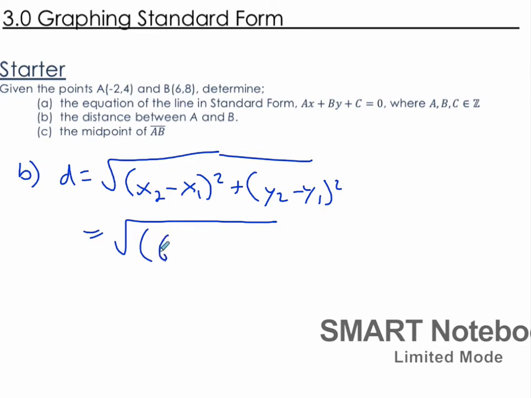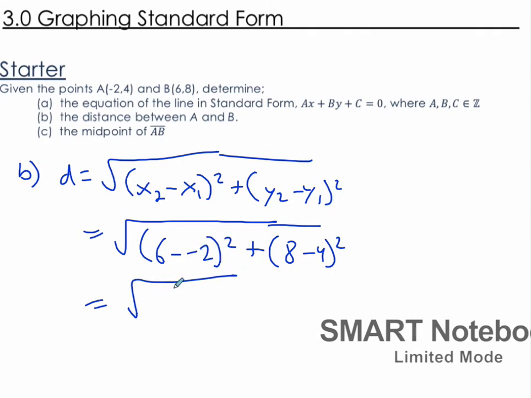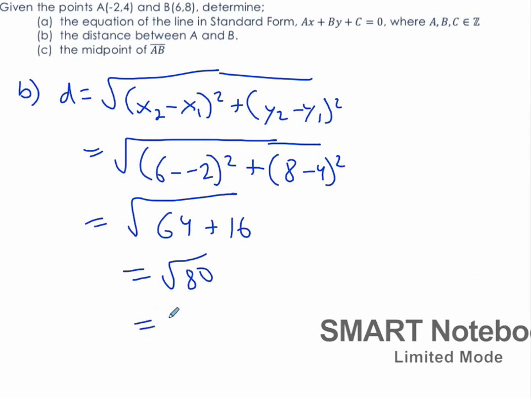So we have 6 minus negative 2 squared plus 8 minus 4 squared, and we get square root of 8 squared, which is 64, plus 4 squared, which is 16, so we have root 80, which if you like, you can simplify to root 16 times root 5, which is 4 root 5.